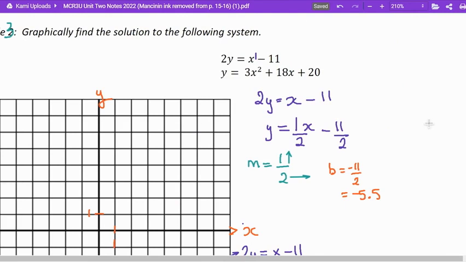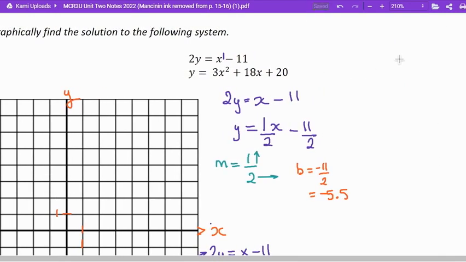So for the quadratic, we're given the function in standard form. y equals 3x squared plus 18x plus 20. And so to start, I will write this in vertex form. And to do that, we complete the square. Okay, so we'll complete the square, isolating the two variables with an x. Then we factor out the coefficient of x squared. So we get x squared plus 6x.